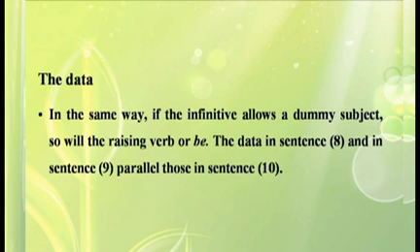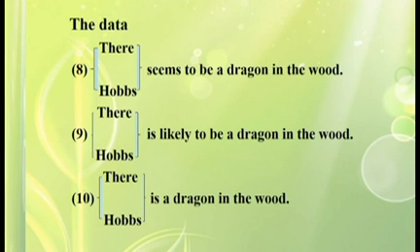In the same way, if the infinitive allows a dummy subject, so will the raising verb or be. The data in 8 and 9 parallel those in 10. There seems to be a dragon in the wood. Hobbs seems to be a dragon in the wood. There's likely to be a dragon in the wood. Hobbs is likely to be a dragon in the wood. There's a dragon in the wood. Hobbs is a dragon in the wood.